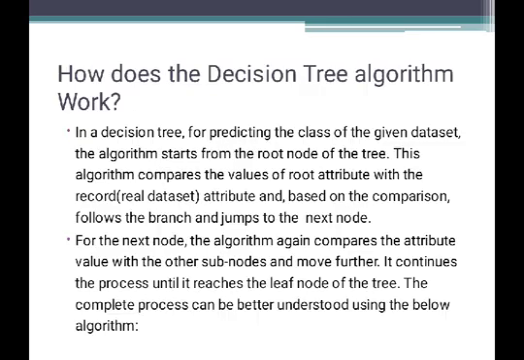Let us see how the decision tree algorithm works. In a decision tree, for predicting the class of the given dataset, the algorithm starts from the root node of the tree. This algorithm compares the values of the root attribute with the record attribute and, based on the comparison, follows the branch and jumps to the next node. For the next node, the algorithm again compares the attribute value with the other subnodes and moves further. It continues the process until it reaches the leaf node of the tree. The complete process can be better understood using the below algorithm.